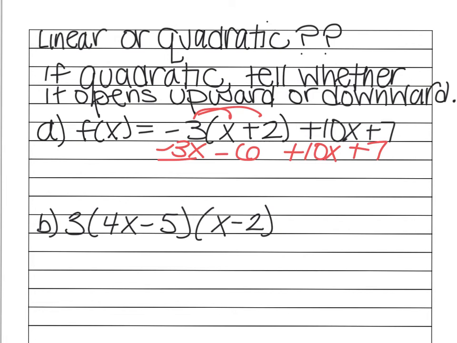I have negative 3x and 10x is 7x, and negative 6 plus 7 is 1. So that means f of x equals 7x plus 1. So now that you've simplified it, you have to determine whether or not it is a quadratic or a linear function. Well, you need to look at your x value here. It is a 1, and it's its highest power, so that means that this is a linear function.